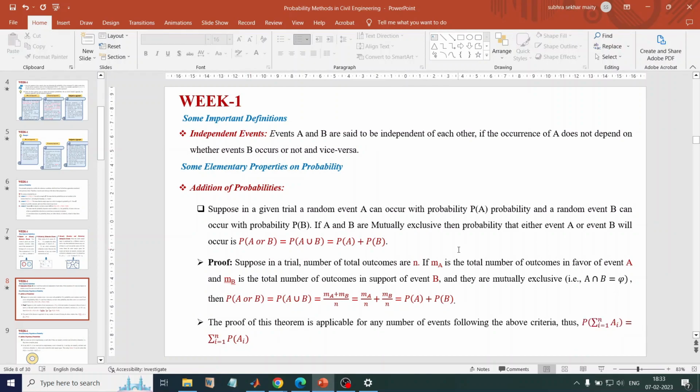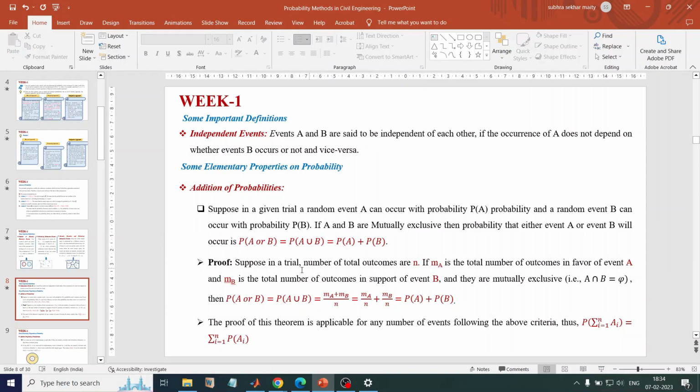So, addition of probabilities. Suppose in a given trial, a random event A can occur with probability P(A) and a random event B can occur with probability P(B), and if A and B are mutually exclusive, then P(A union B) equals P(A) plus P(B). From set theory, maybe you all know that the formula for P(A union B) equals P(A) plus P(B) minus P(A intersection B). But why is that not coming here? Because it is already stated that A and B are mutually exclusive events, so A intersection B equals phi.